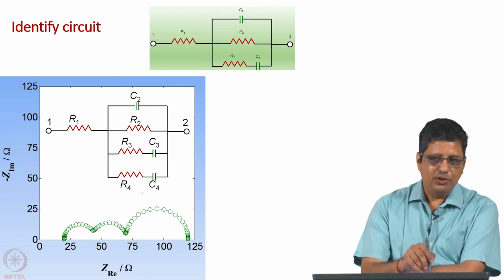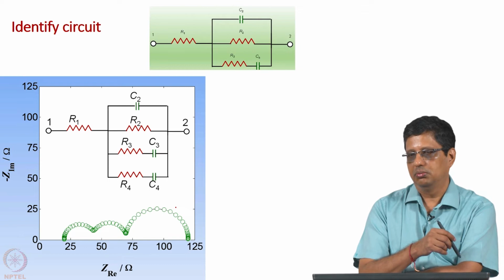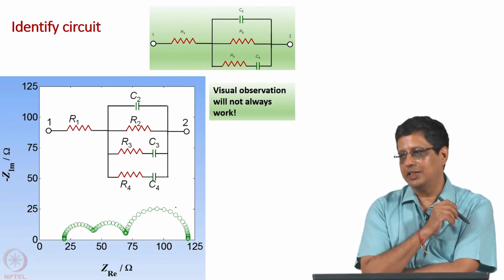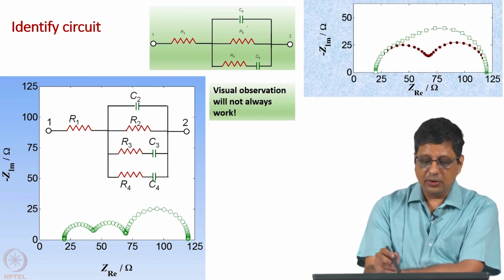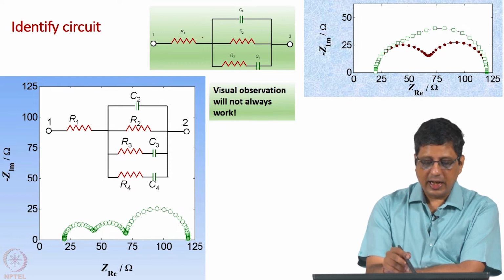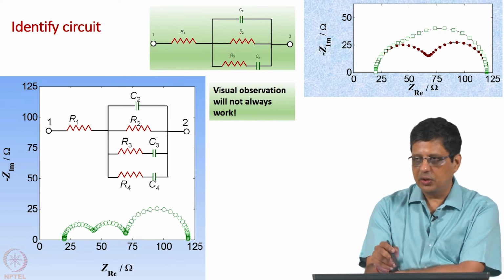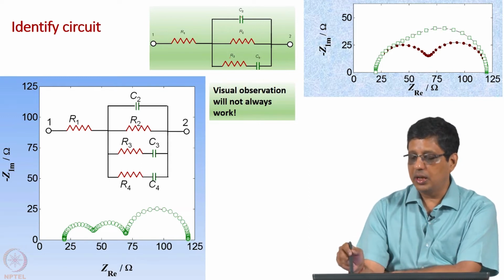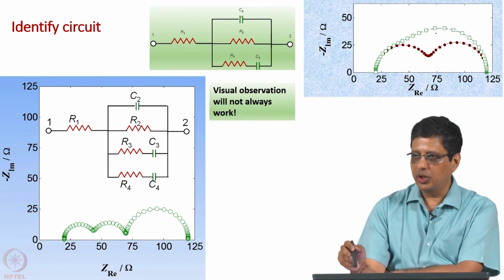Now, here I have shown you data where we have well separated loops and clean data. Visual observation will not always work, right. I have taken a circuit like this where I have C, R and then one Maxwell pair. Depending on the value of R3, C3 and R2 and other parameters, I can get a loop like this which is shown in the brown color. I can get a loop like this which is shown in the green square.